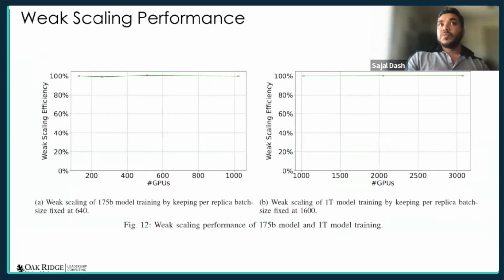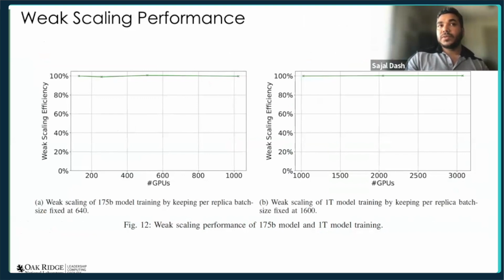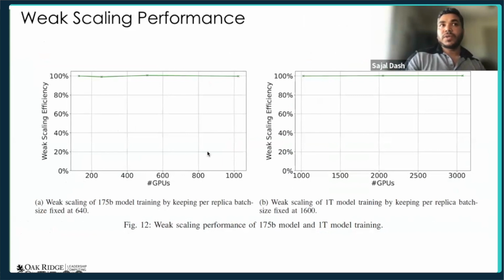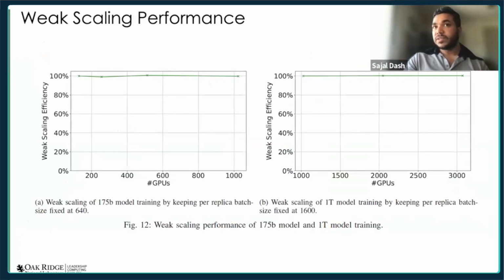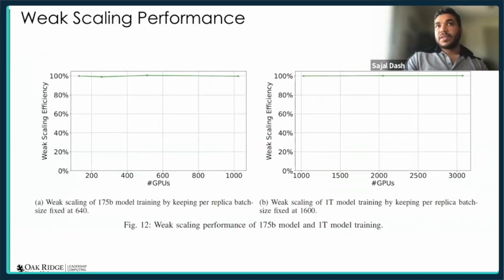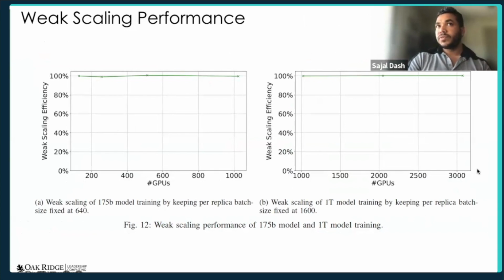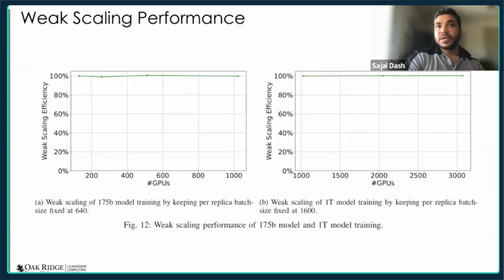Next thing was that we did some weak scaling performance. That means we kept increasing the global batch size. Using that, from 128 GPUs to 1024 GPUs for the 175 billion parameter model, we could see that our weak scaling efficiency is 100%. Same with the 1 trillion parameter model, where we went up to 3072 GPUs. We saw that we can get to 100% weak scaling efficiency.